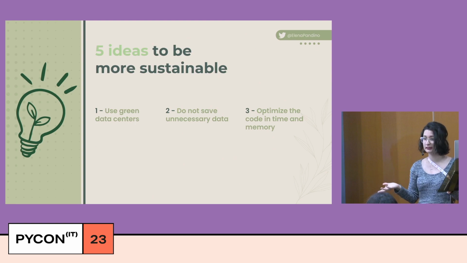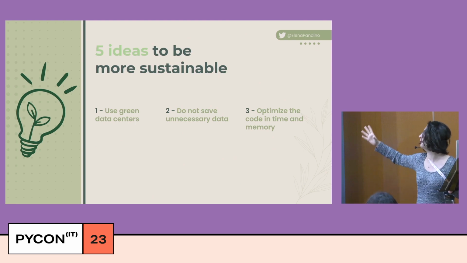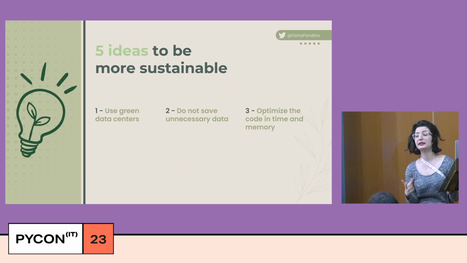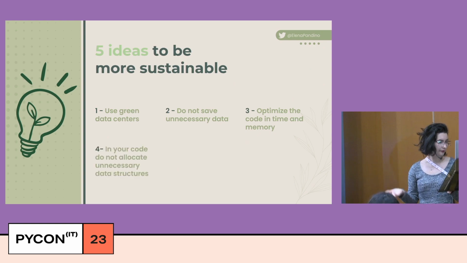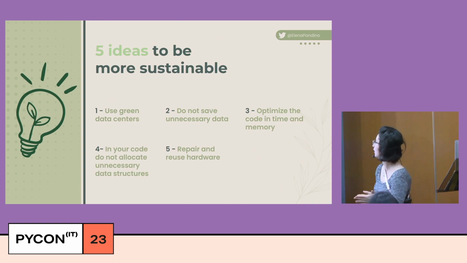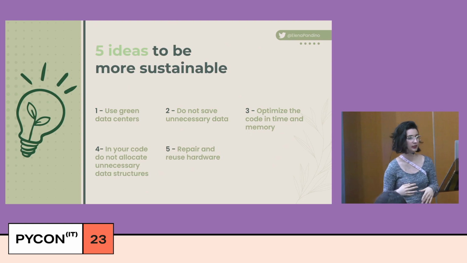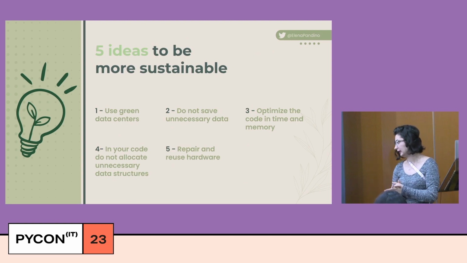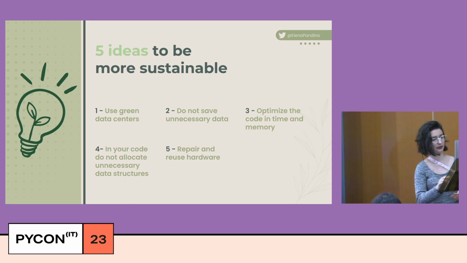So just save useful information. Try to optimize code. This is very complicated stuff to do, and it's not as easy as it looks, but studying optimization could be useful. Similarly, don't allocate unnecessary data structures, and also repair and reuse the hardware. Because in the life cycle of an object, for example a computer, creating it is the most expensive part in terms of energy consumption.